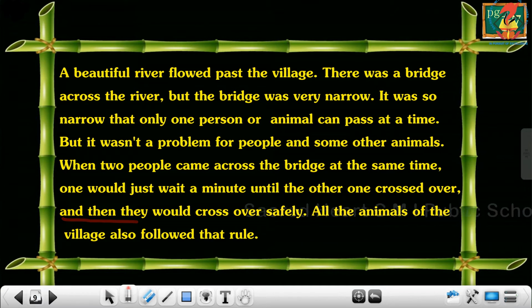And then they would cross over. They would cross over safely. All the animals of the village also followed that rule.